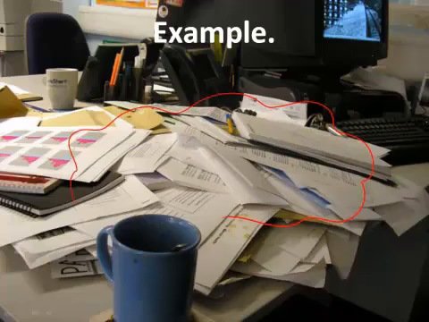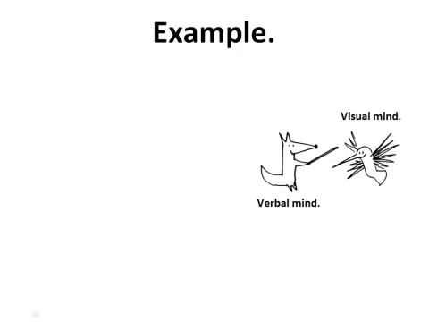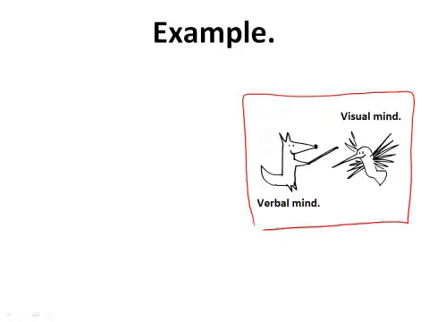So what I did is I used my own tools, and I used them in reverse order. And I said, in the end, what vivid thinking is really about is how to integrate our verbal mind, represented by our fox, with our visual mind, represented by our hummingbird.